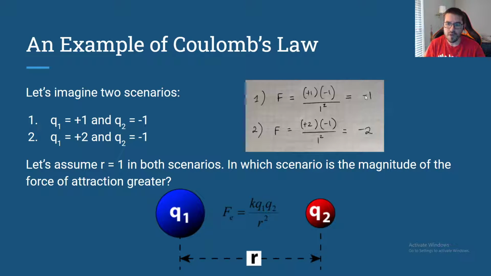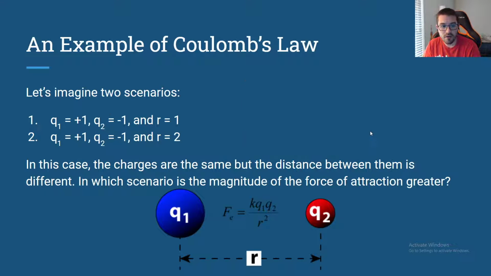So don't really pay attention to the sign for this question. It just wants to know in which scenario the magnitude of the force of attraction is greater. The answer is scenario 2. If you have twice as much charge over here in Q1, then the force of attraction between them is twice as big. I think that makes sense.